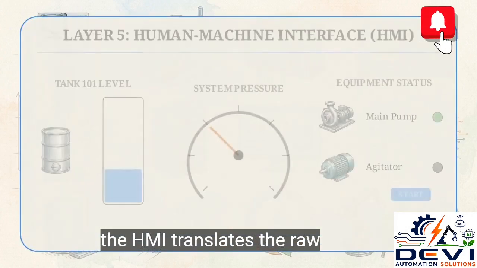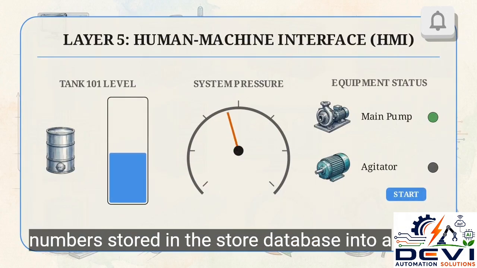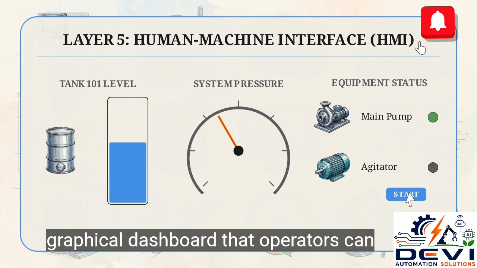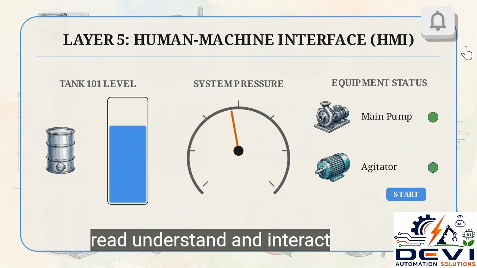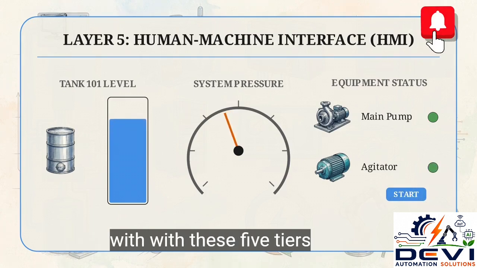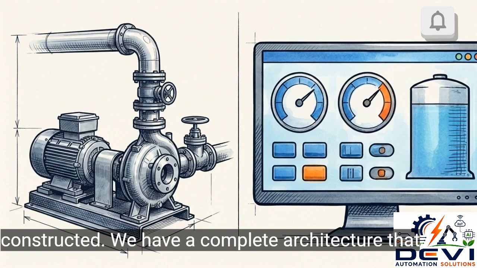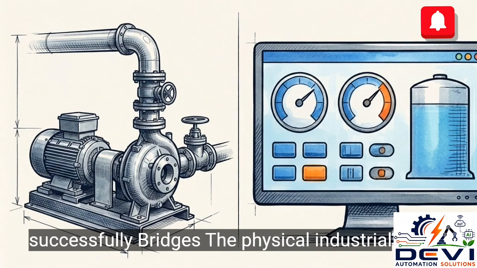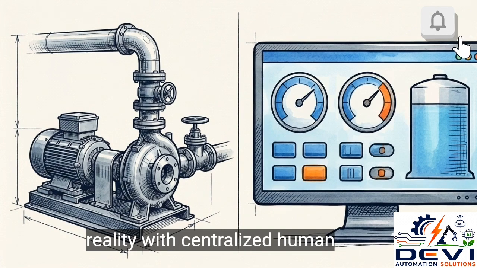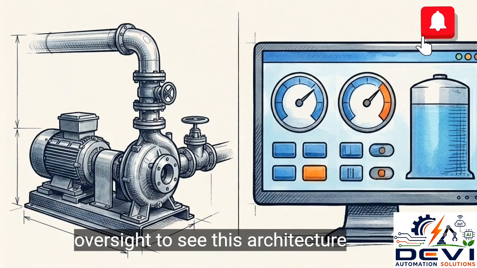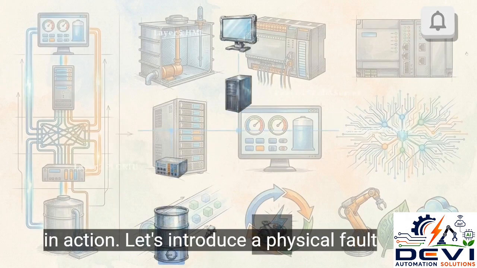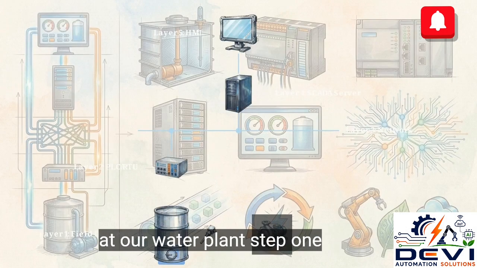The HMI translates the raw numbers stored in the server database into a graphical dashboard that operators can read, understand, and interact with. With these 5 tiers constructed, we have a complete architecture that successfully bridges the physical industrial reality with centralized human oversight. To see this architecture in action, let's introduce a physical fault at our water plant.